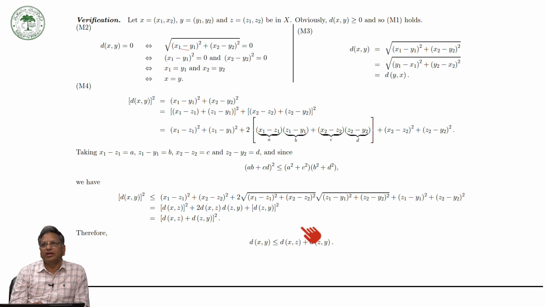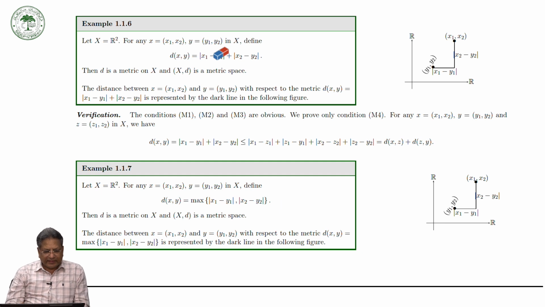So this is the way to verify the triangular inequality for the usual metric on R2.